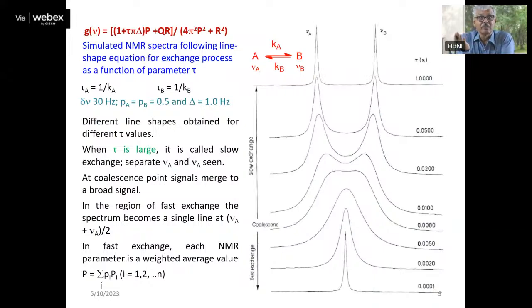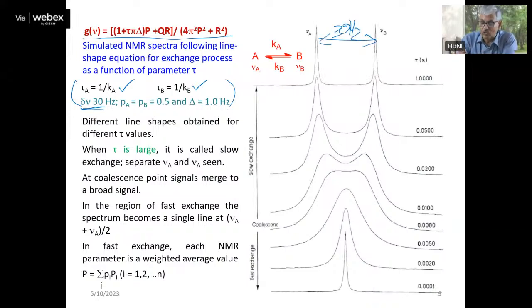Now you can simulate NMR spectra using this equation by putting in all those parameters for a particular compound. In the spectrum I have shown here, I have taken tau A equal to 1 by K, tau B equal to 1 by KB, and del nu equal to 30 hertz. That means the difference between these two peaks is 30 hertz.